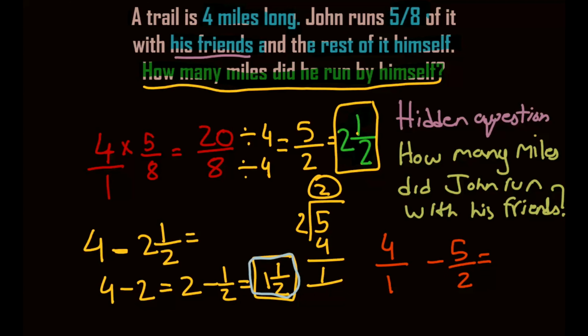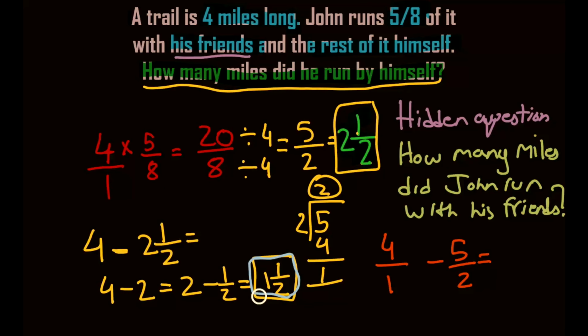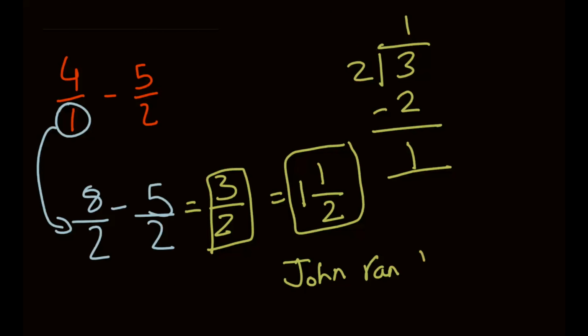So our answer is that John, I'm going to write that down here. So John ran 1.5 miles by himself. 1.5 miles by himself.